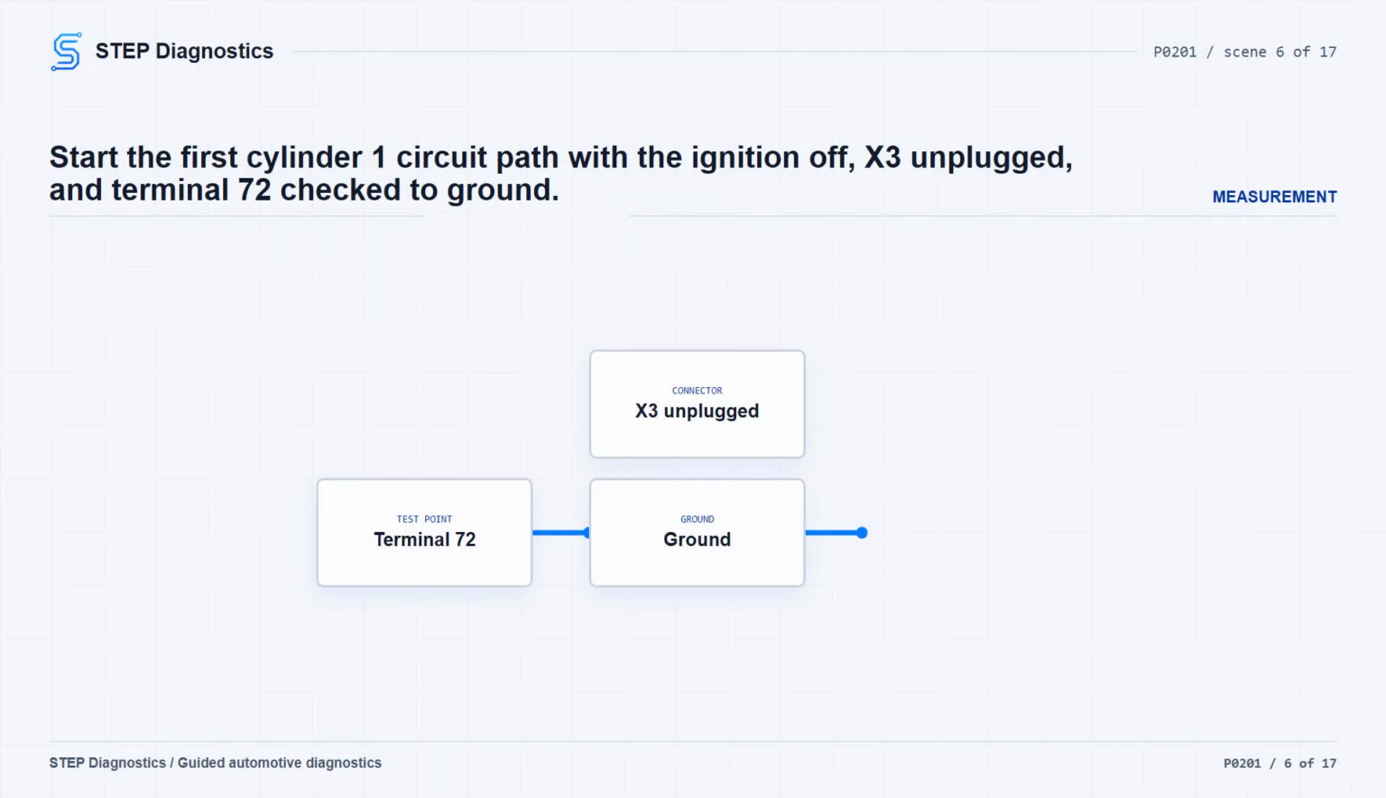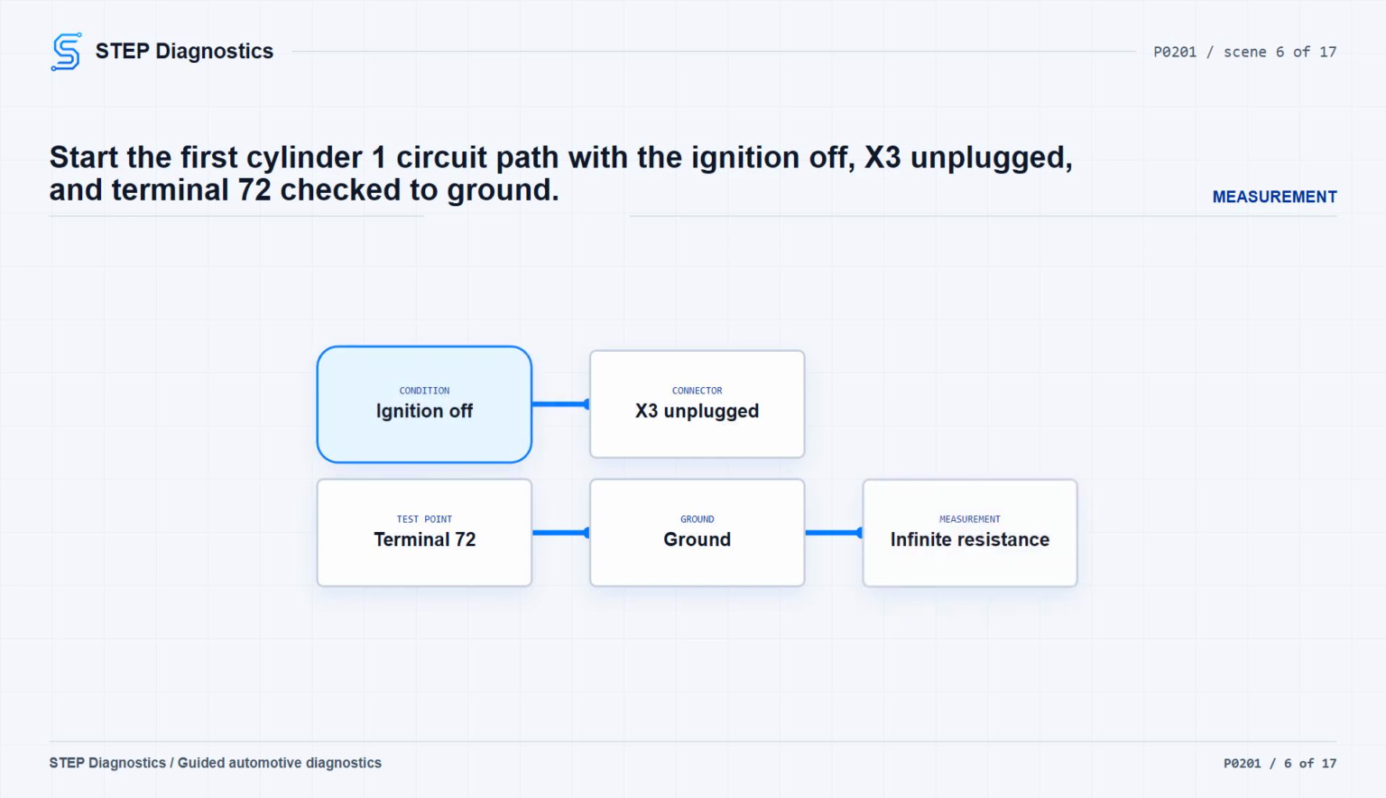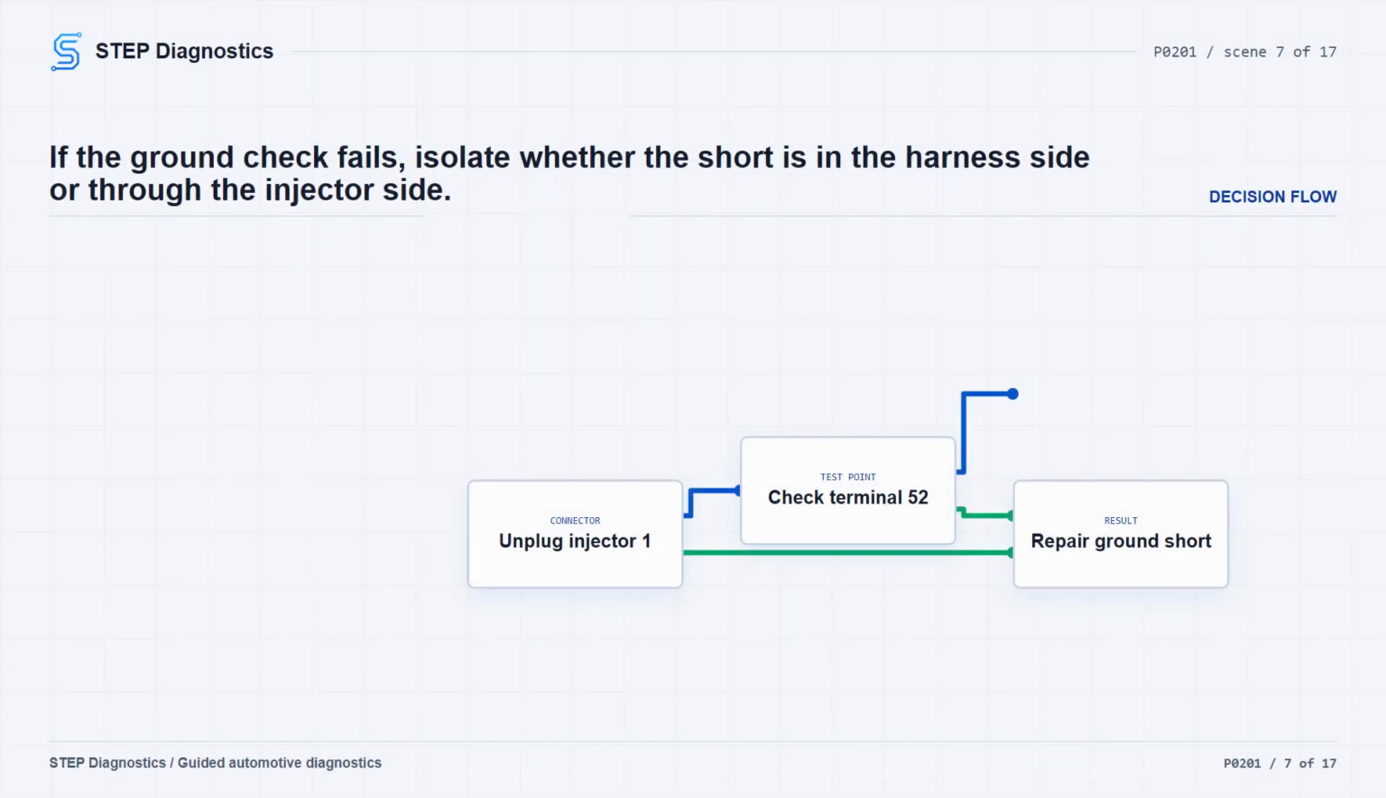For the first circuit test path on cylinder 1, turn the ignition and vehicle off, then disconnect connector X3 at the K20 engine control module. On the cylinder 1 injector control circuit, test terminal 72 to ground. You should see infinite resistance. If you see less than infinite resistance, disconnect the cylinder 1 fuel injector connector and retest that same control module harness terminal to ground. If it still shows less than infinite resistance, repair the short to ground on that circuit.